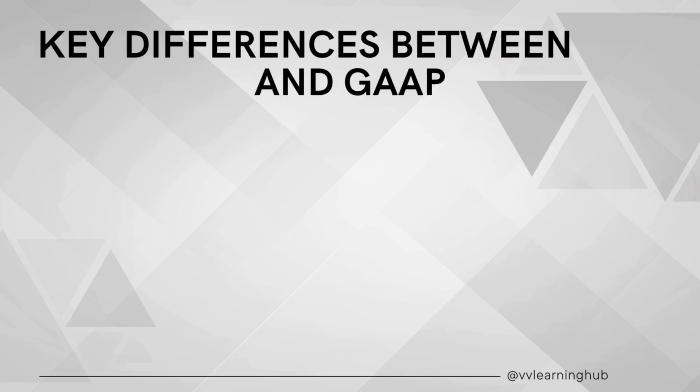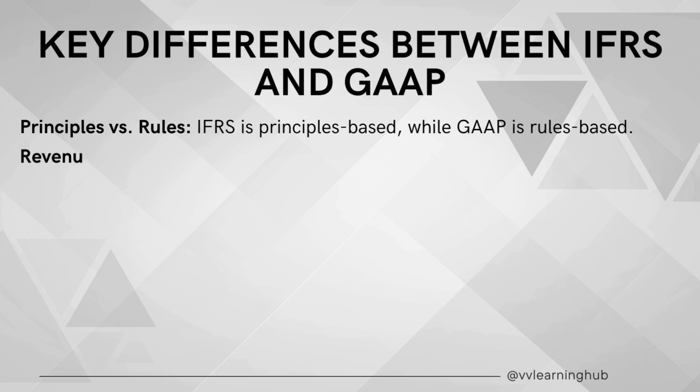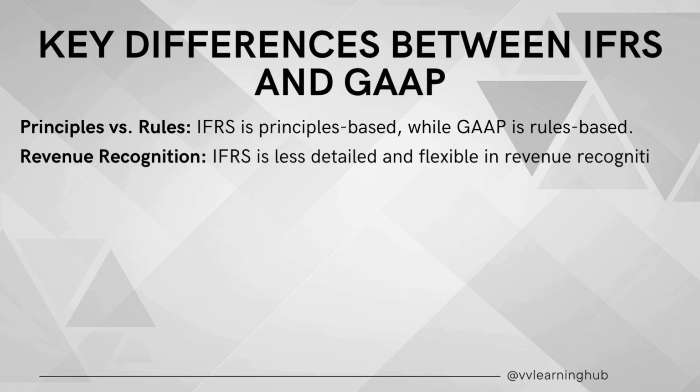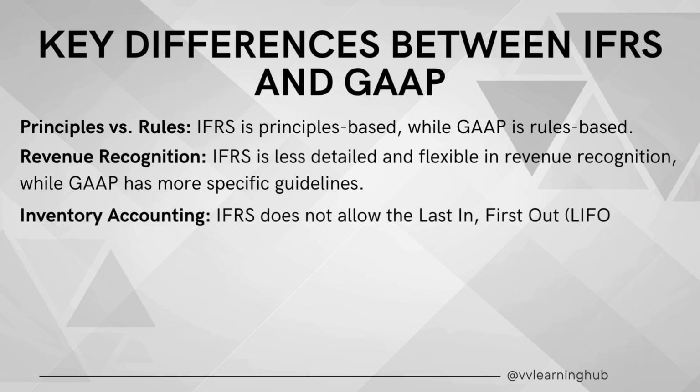Key differences between IFRS and GAAP. Principles versus rules. IFRS is principles-based, while GAAP is rules-based. Revenue recognition. IFRS is less detailed and flexible in revenue recognition, while GAAP has more specific guidelines. Inventory accounting. IFRS does not allow the last-in, first-out, LIFO method, while GAAP does.